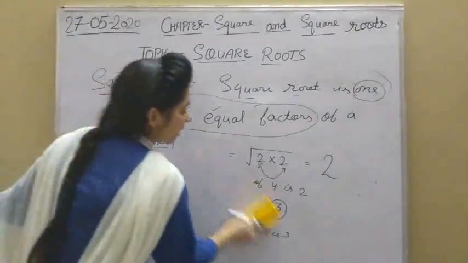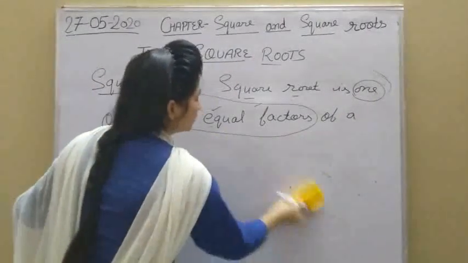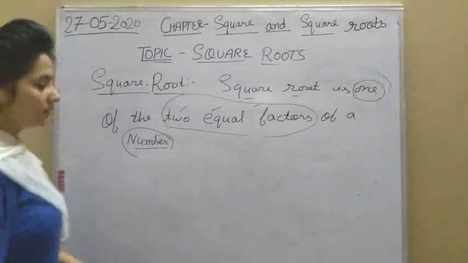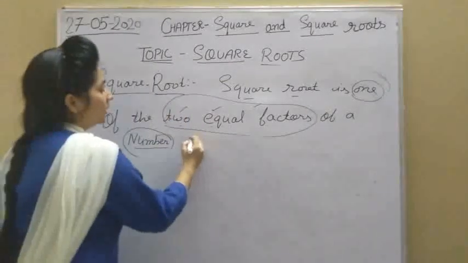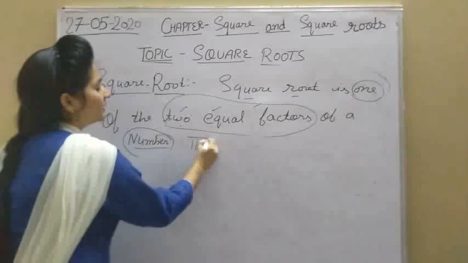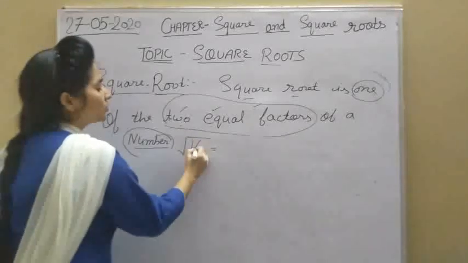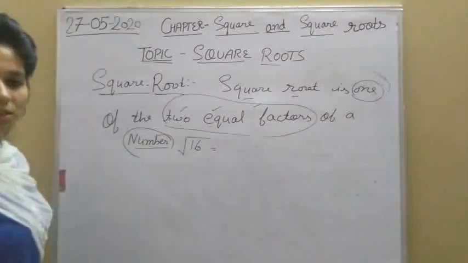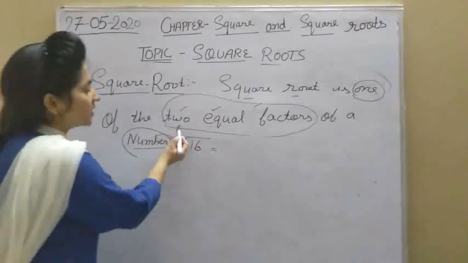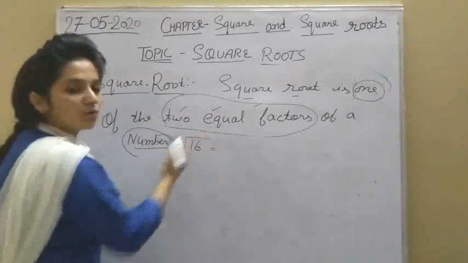Take one more example to clear this concept. We have to find the square root of the given number 16. Firstly, we will find out two equal factors.